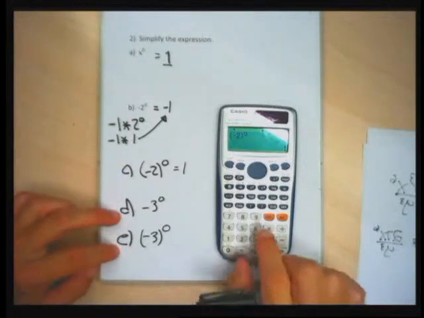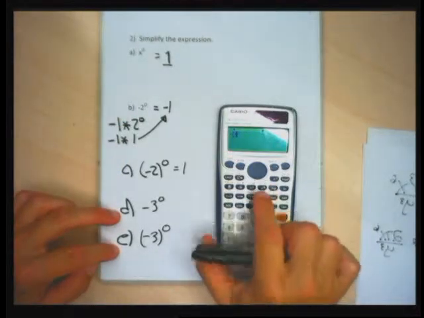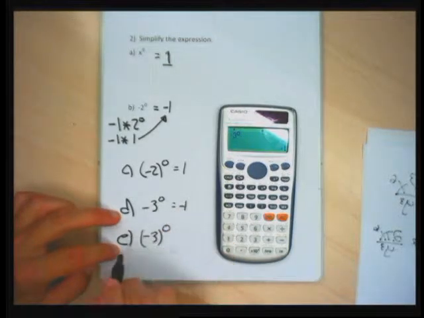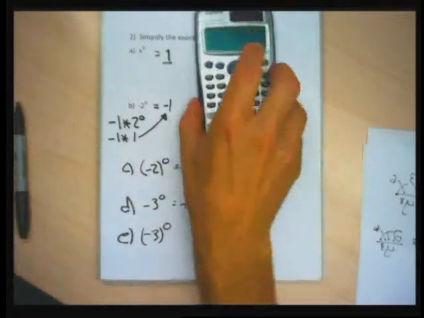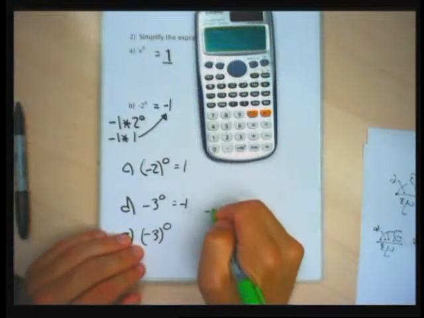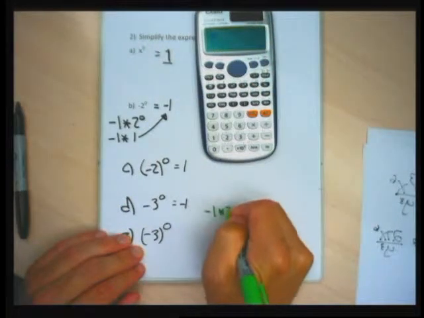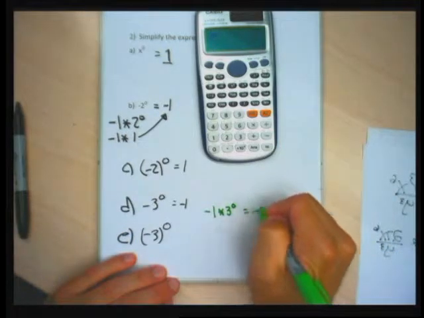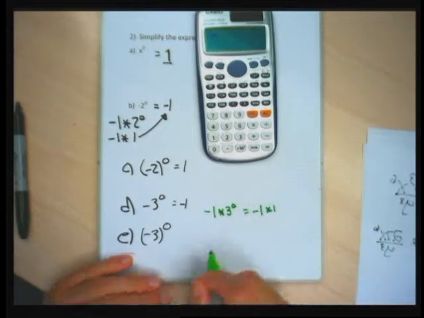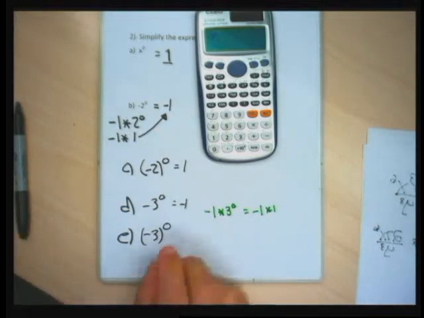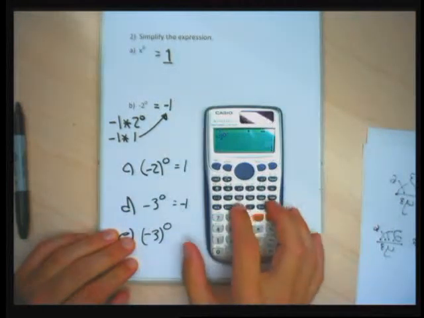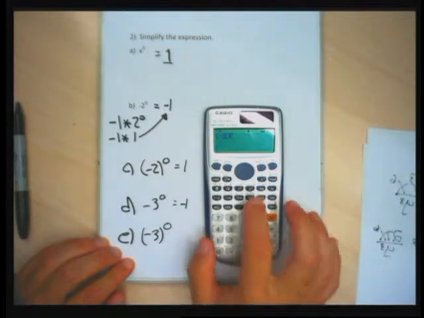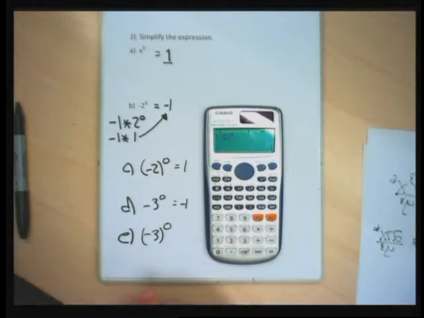The part D, if I did negative 3 to the 0 power, my calculator is going to tell me that this is negative 1 because it's only the 3 that's being raised to the 0 power. Again, this part D is really negative 1 times 3 to the 0 power. Only the 3 is being raised to the 0 power. 3 to the 0 power is 1, and negative 1 times 1 is negative 1. But part E, again, not from the review, but something you should be able to do on the test, is going to be 1 again.